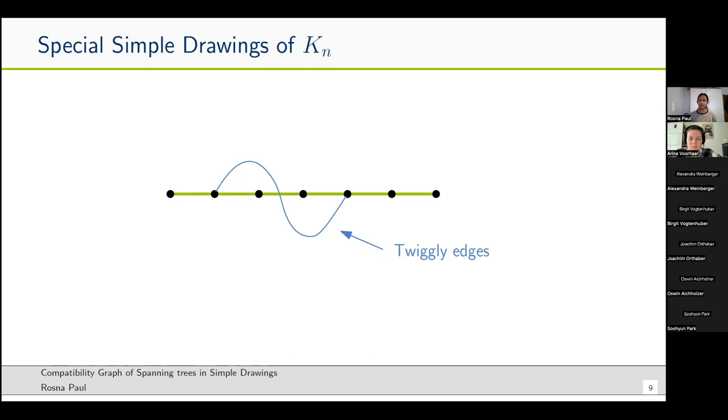So what can we do in general simple drawings? In this case, we fix some plane spanning tree as our spine tree, and we try to build a path from a given tree to this spine tree by removing the twiggly edges. But in this process, if we want to remove the twiggly edges, we should know more about the drawings. So if we know the properties of the drawing, we can make use of those properties and then replace these twiggly edges. So here we really go into a special type of drawings.